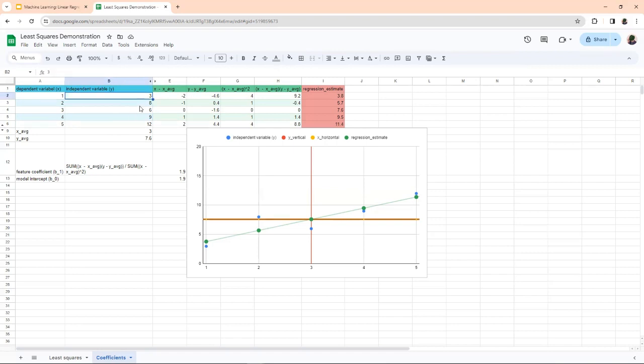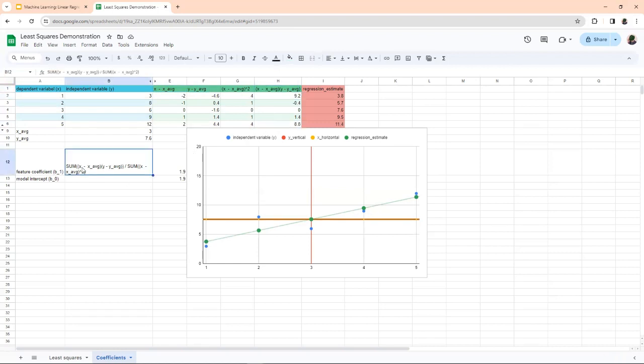And then we do the same for our y's as well. 3 minus 7.6 is -4.6. 8 minus 7.6 is 0.4. 6 minus 7.6 is -1.6. 9 is 1.4. 12, and so on and so forth. And then we want to get the square of this for our x, so we square by 2 and we get these values. Then we also want to get the product of these two columns over here, which we get over there.